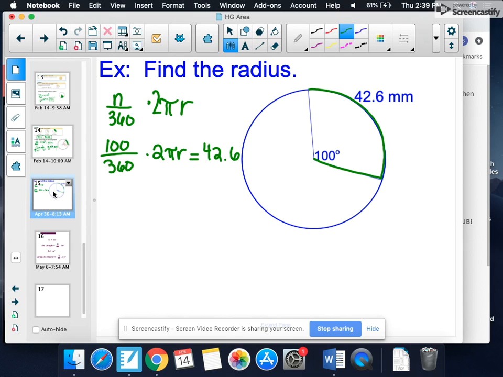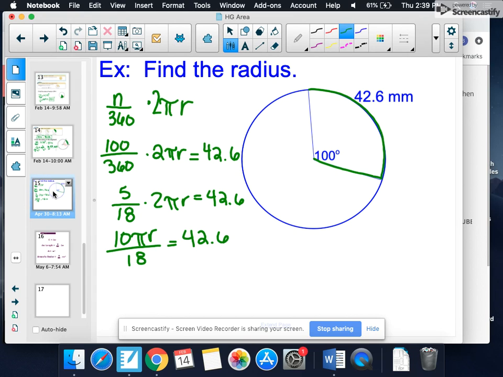So if I reduce this, I get 5 over 18 times 2 pi r equals 42.6. And so then on the top here, I'll get 10 pi r over 18 equals 42.6. And then we'll just reduce that fraction. So that's going to become 5 pi r over 9 equals 42.6. And then times 9 on each side. So I'm going to get 5 pi r equals 383.4.